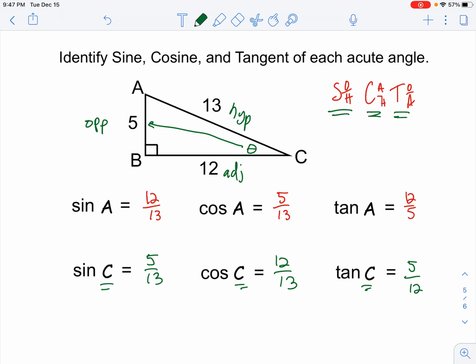So the moral of the story here is make sure you identify the opposite and adjacent and hypotenuse based on which angle you're dealing with. And we don't do this with B, you don't do sine, cosine, and tangent with that 90-degree angle.